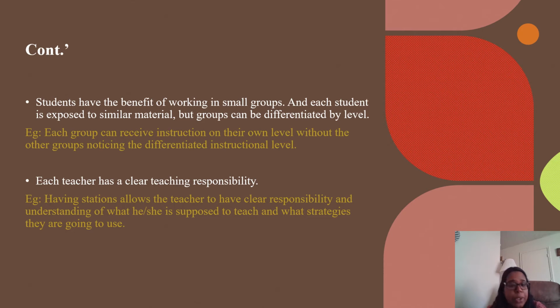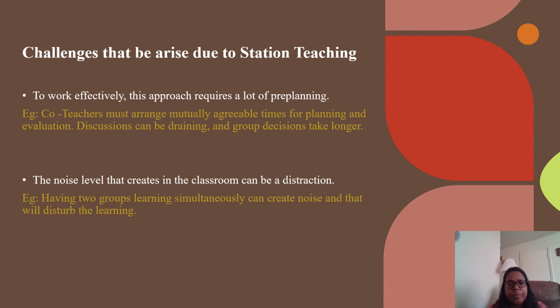Continue. Number 3. The students have the benefit of working in small groups, and each student is exposed to similar material, but groups can be differentiated by level. For example, each group can receive instruction on their own level without the other group noticing the differentiated instructional level. Number 4. Each teacher has a clear teaching responsibility. For example, having stations allows the teacher to have a clear responsibility and understanding of what he or she is supposed to teach and what strategies they are going to use.